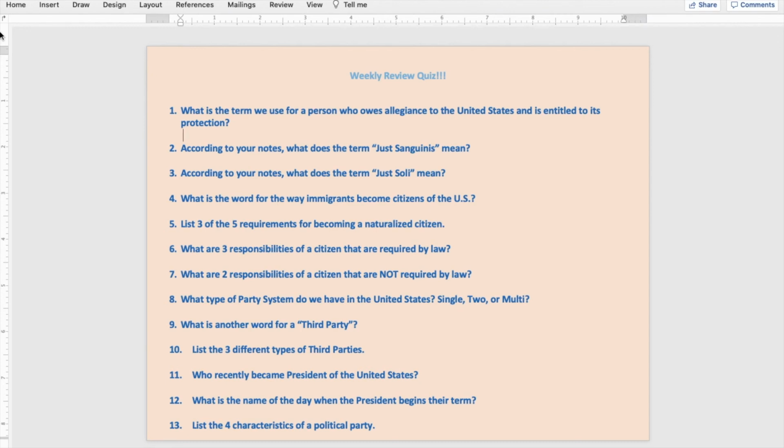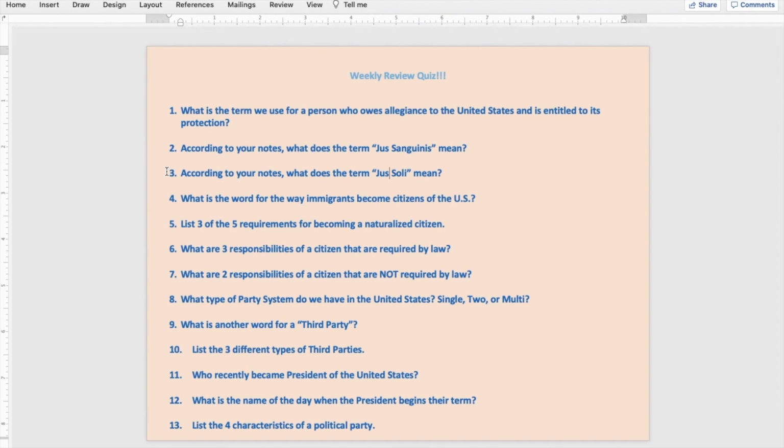Number 2, according to your notes, what does the term jus sanguinis mean? And look at this autocorrect. It's not just. Jus sanguinis. Number 3, according to your notes, what does the term jus soli mean? Number 4, what is the word for the way immigrants become citizens of the United States? Specific word. If you're an immigrant and you want to become a citizen of the U.S., what is the word?